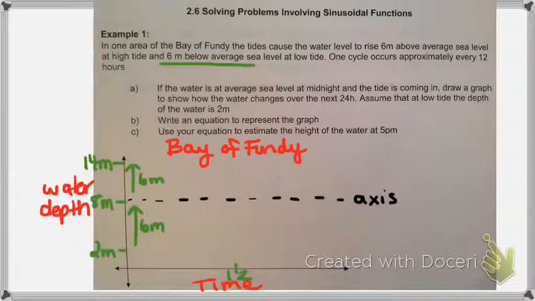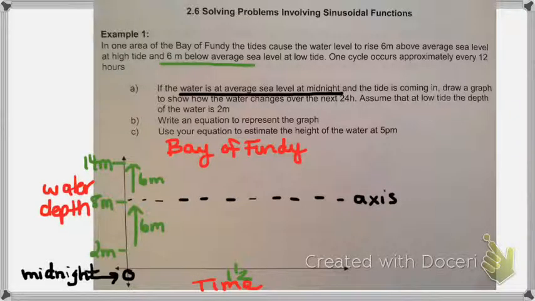Here's how you know. Because the water is going to start at average sea level. How do we know that? It's in the question. Here, I'm underlining it in black. If the water is at average sea level at midnight, let's assume midnight is here. I'm going to show that on the axis. Okay. Then at time 0, or at midnight, our first point is going to be there.